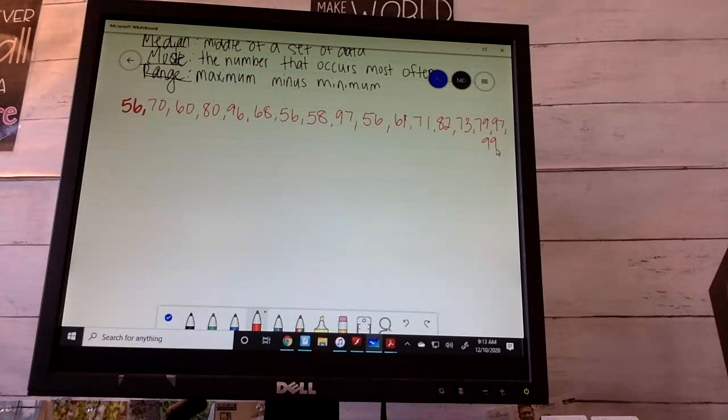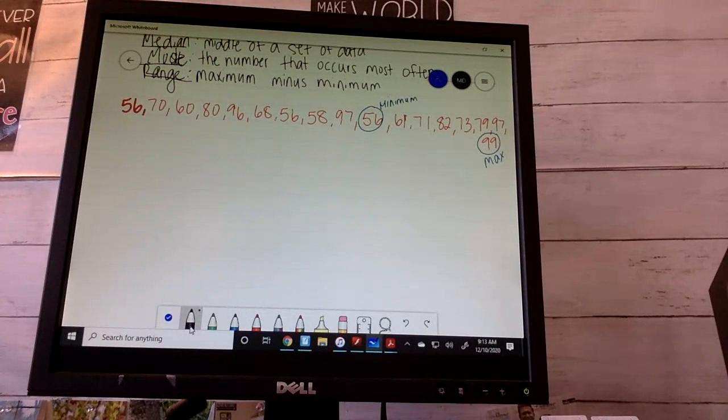Right away, let's circle. Let's find our maximum and our minimum data points because we're going to need those. 99 is our max. Where's our minimum? Chris? 56. We have a few of them.